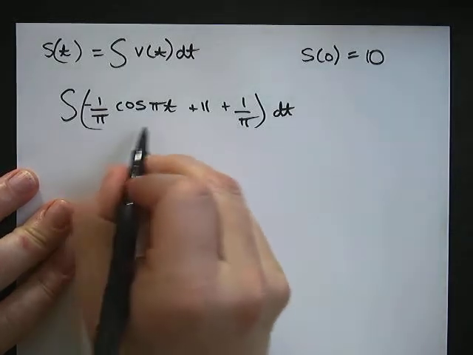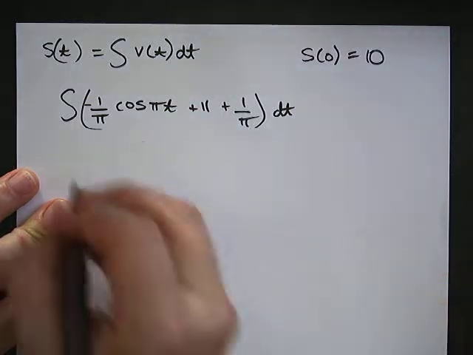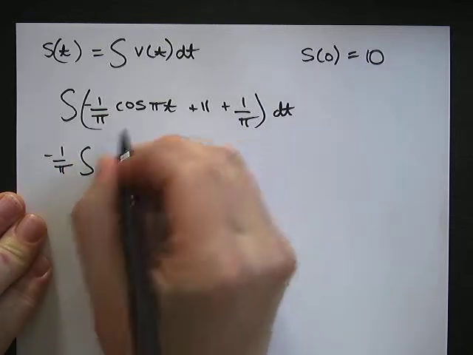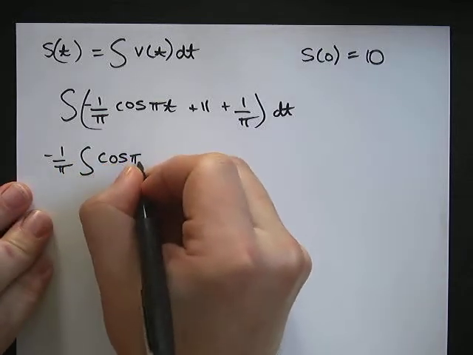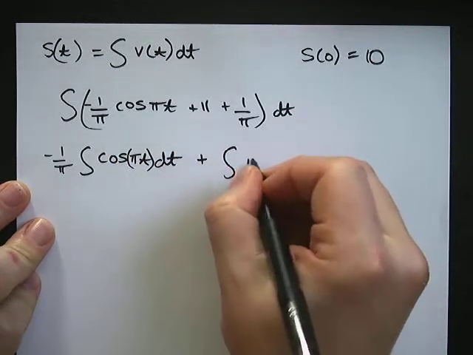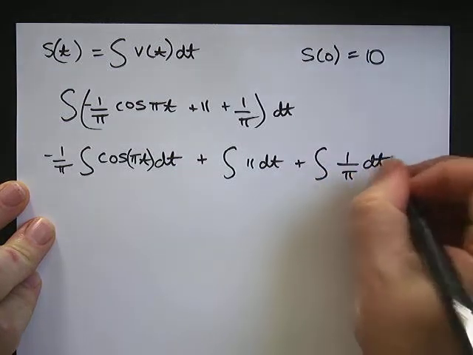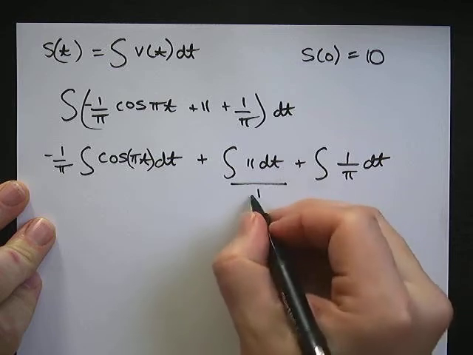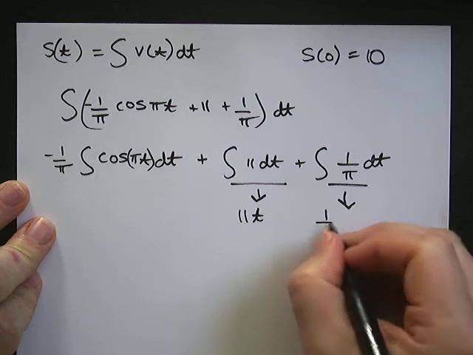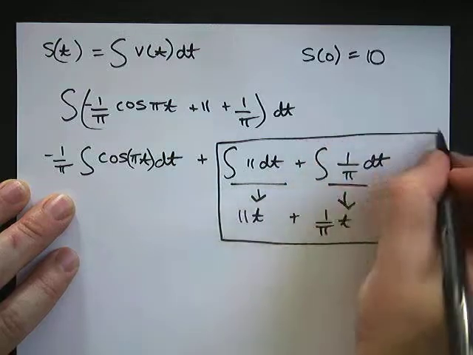I'm going to split this up into separate integrals. So I'm going to bring the negative 1 over pi out front, and I have the integral of cosine pi t dt. That's my first integral, and then I have the integral of 11 dt and the integral of 1 over pi dt. These two are pretty easy. This one becomes 11t, and this one becomes 1 over pi t. I will circle back to those after I get the answer to this.